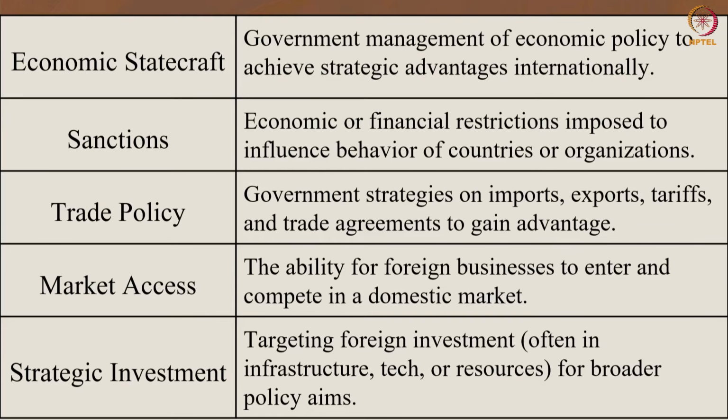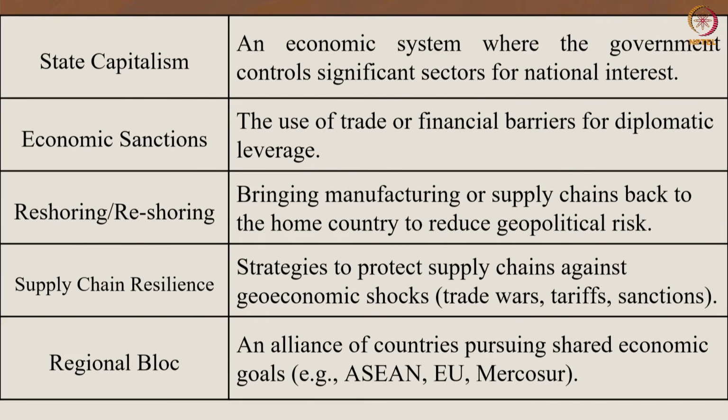Next, trade policy. These are government strategies on imports, exports, tariffs, and trade agreements to gain advantage. We have market access, which means the ability for foreign businesses to enter and compete in a domestic market. And we have strategic investment, which means targeting foreign investment, often in infrastructure, technology, or resources for broader policy aims. State capitalism means an economic system where the government controls significant sectors for national interests.